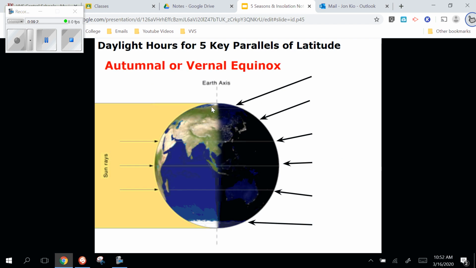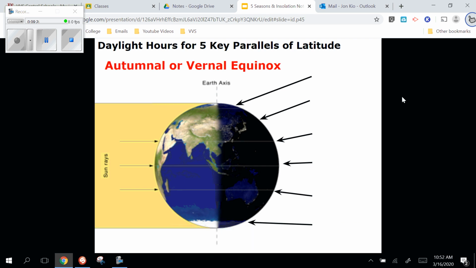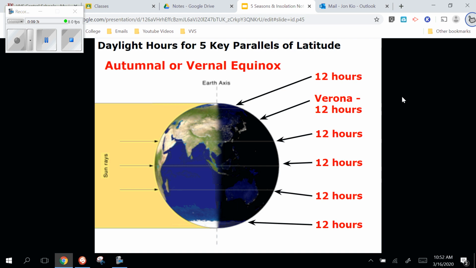And then finally, our equinox is easy. Notice the North and South Pole run right through the daylight, half darkness. All right. Here, this is easy. Everywhere, 12 hours. Equinox, equal light. Right? 12 hours daylight, 12 hours night.